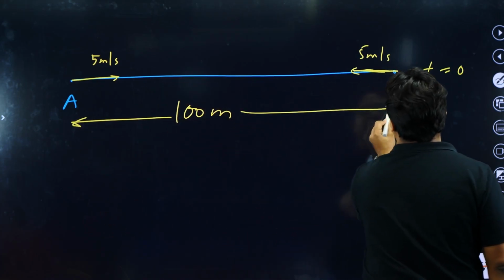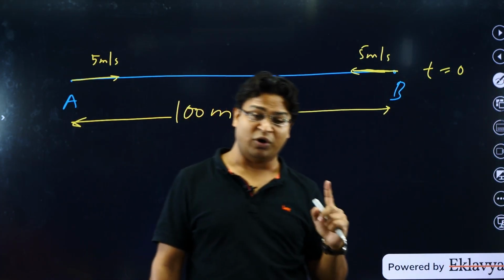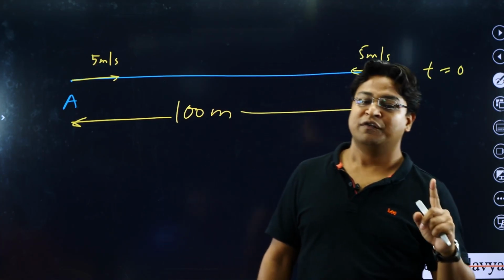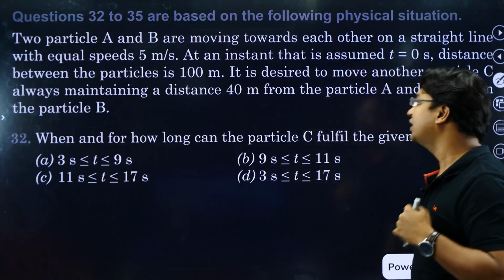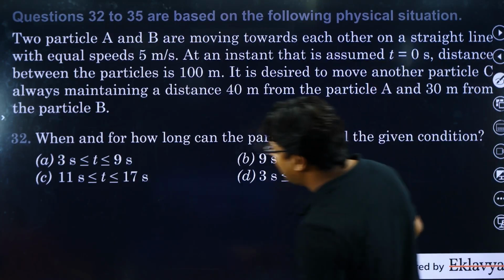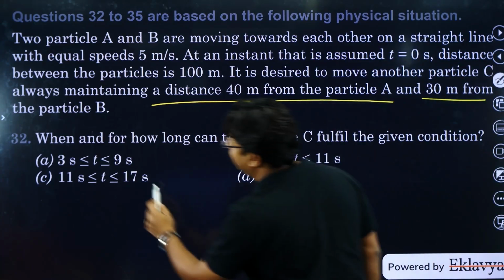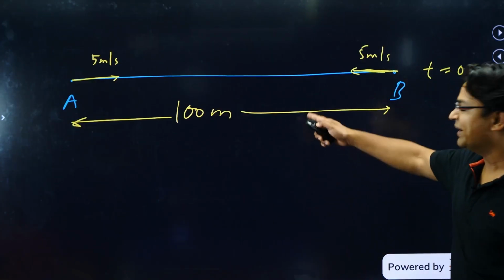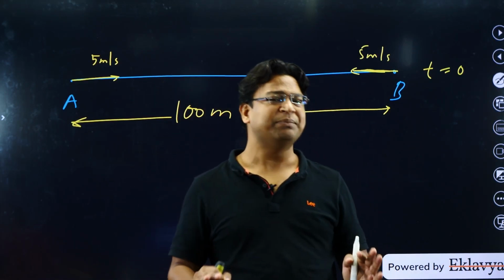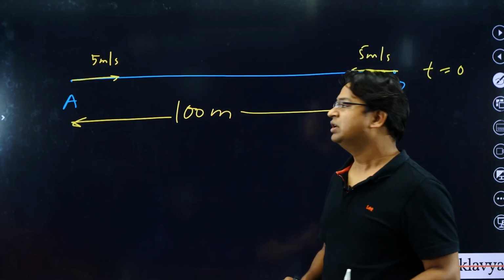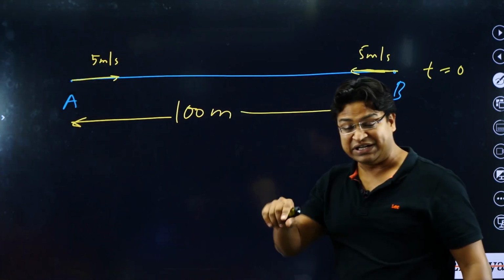Now we have to start thinking from here. Particle C has been defined as a particle which is always at a distance of 40 meters from A and 30 meters from B. I want to know where the C particle is right now. If I think of all the points which are at a distance of 40 meters from A, I would be thinking about a sphere of radius 40 meters with center at A.